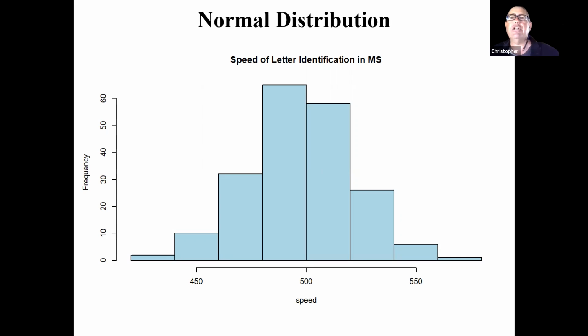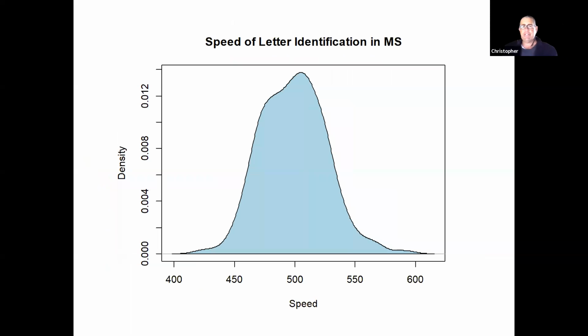In practice, it's not going to look perfectly like that, but it's going to look something like this. A density plot does a nice job of showing this. You can see the bulk is in the center, and then as we move out to the edges, we get fewer and fewer people.